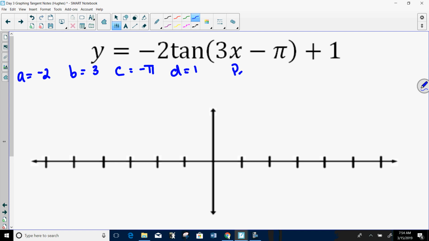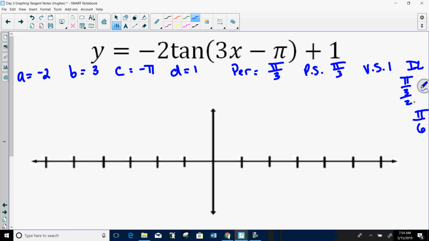Then I'm going to look for the period. The period is pi divided by B, which in this case is 3. I'm going to then have to find the phase shift, which is still -C over B, so it's double negative pi over B, which is 3. The vertical shift is still just D, and the interval length is the period divided by 2 this time, because there's only 2 intervals. So the interval length is the period divided by 2, which in this case is pi over 3 divided by 2, which ends up being pi over 6.